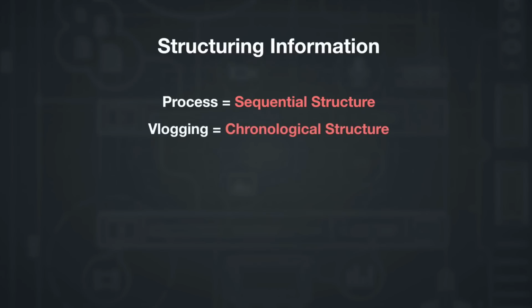If you're vlogging, you might use a chronological structure. This happened, then this happened, then this happened, and so on. If you're covering an event, you might use a spatial or location-based structure. Show what's happening here, then show what's happening over there, then show what's happening over there, and so on.